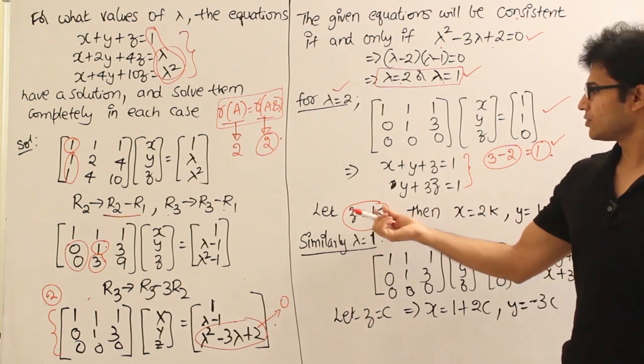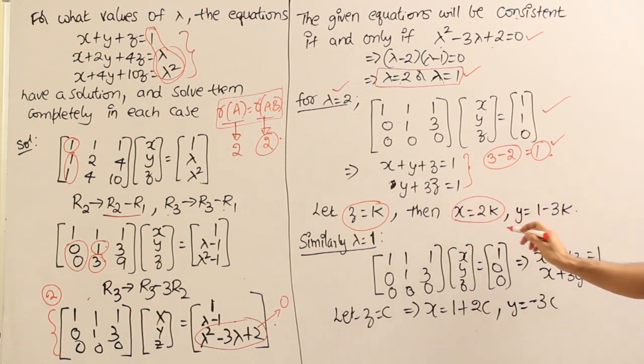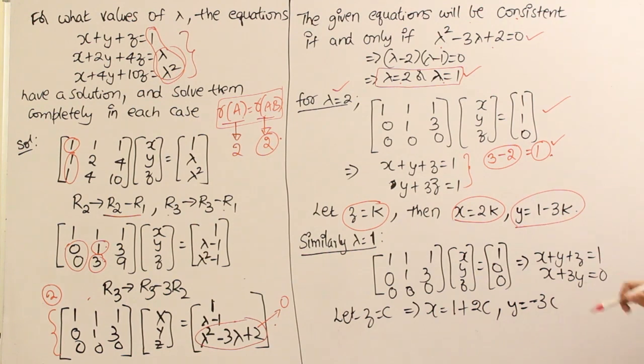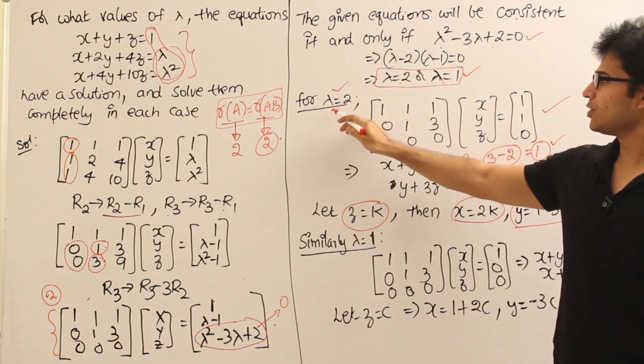I'm just assigning a value to z. Then in terms of that, I got x equal to 2k and y equal to 1 minus 3k. This is the generic solution. This is the general solution when lambda equal to 2.